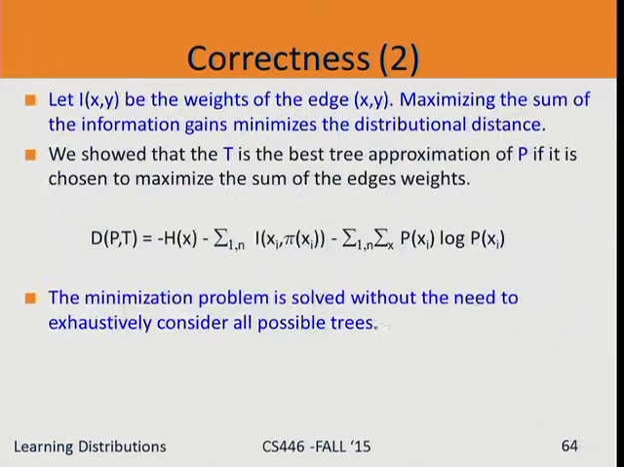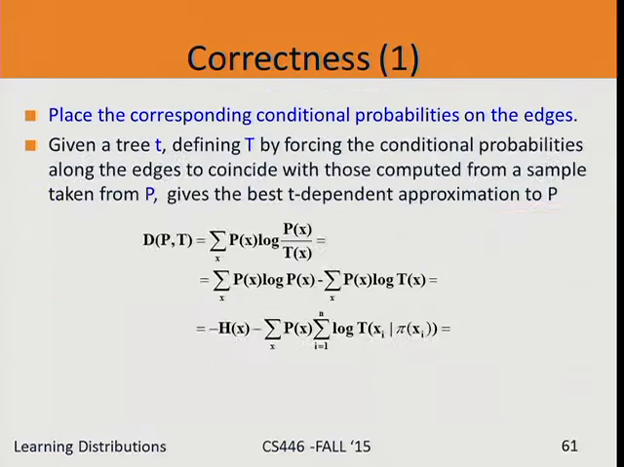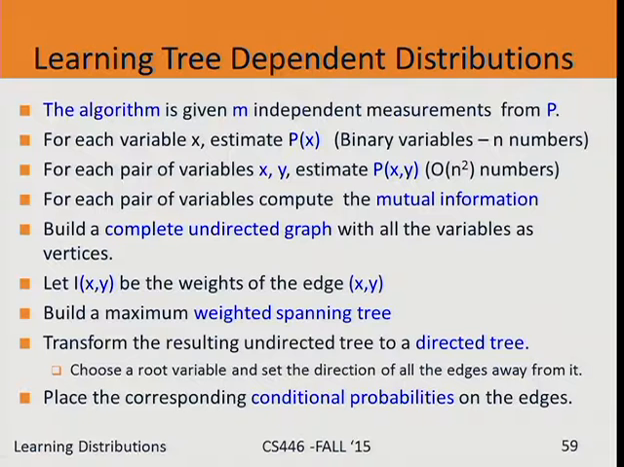So, here's my algorithm. We are at this stage. I computed I of XY to be the weight on the edges, and then I built a maximum weighted spanning tree. Once I'm running this algorithm, I have a tree. So once I have a tree, I still have to do two more things. One is to direct it, and two is to make it a probabilistic tree, which are these two bullets. So you can take my example and continue with the other two steps, which is direct it and place the conditional probabilities.